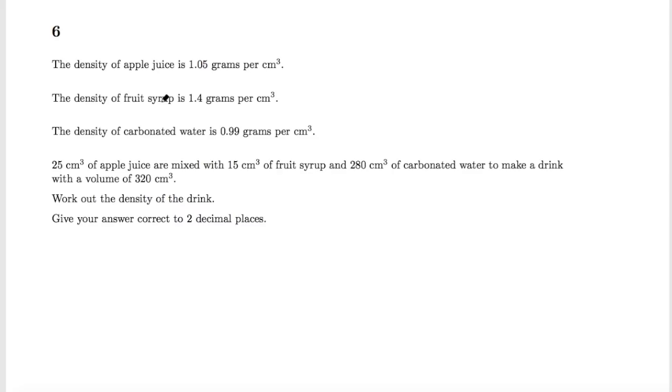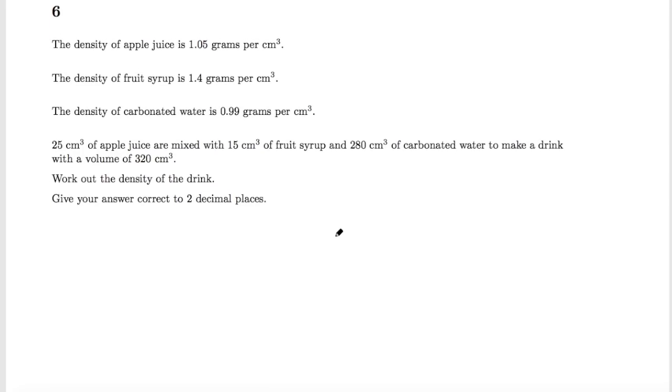Question 6 says the density of apple juice is 1.05 grams per centimeter cubed, the density of fruit syrup is 1.4 grams per centimeter cubed, and the density of carbonated water is 0.99 grams per centimeter cubed. 25 centimeters cubed of apple juice are mixed with 15 centimeters cubed of fruit syrup and 280 centimeters cubed of carbonated water to make a drink with a volume of 320 centimeters cubed. Work out the density of the drink, give your answer correct to 2 decimal places.